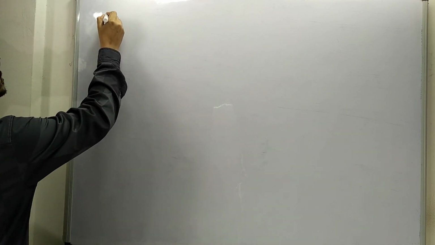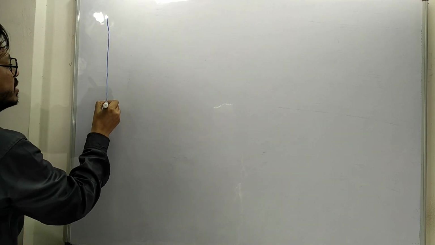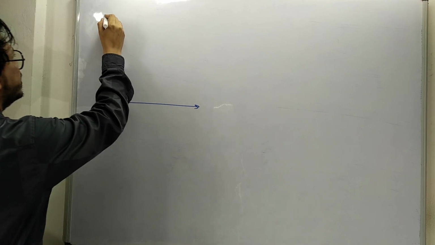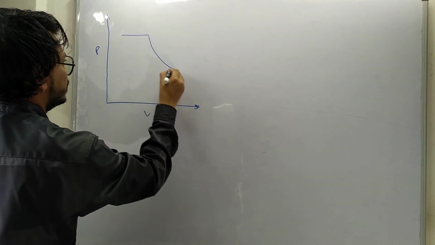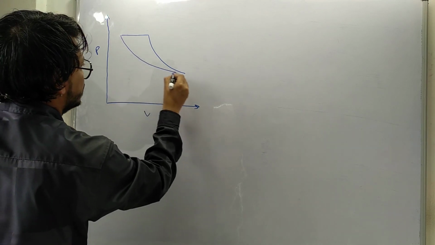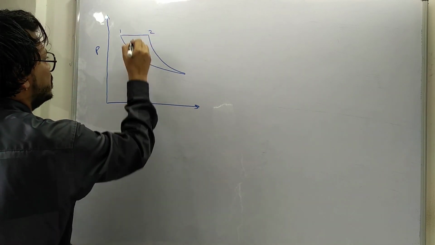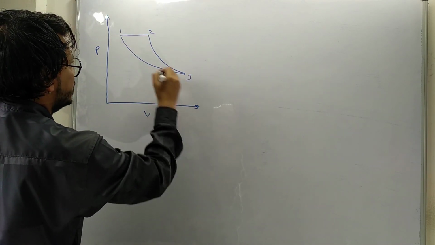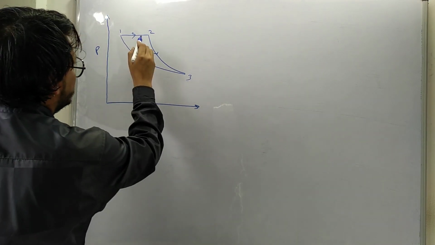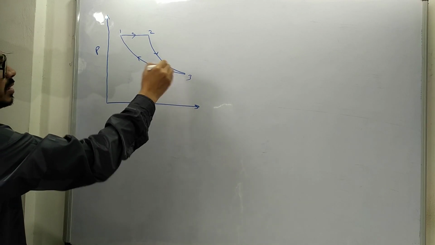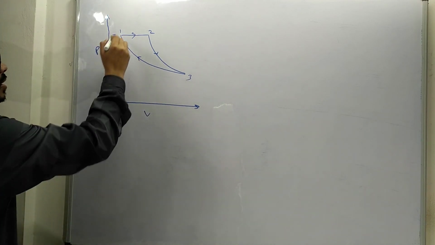Now let us draw some conclusions from the question. This is the cycle we have on the PV diagram. This is process 1 to 2, 2 to 3, and 3 to 1. Process 1 to 2 is isobaric, 2 to 3 is adiabatic, and 3 to 1 is isothermal.